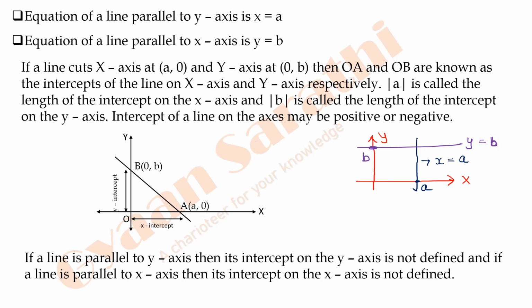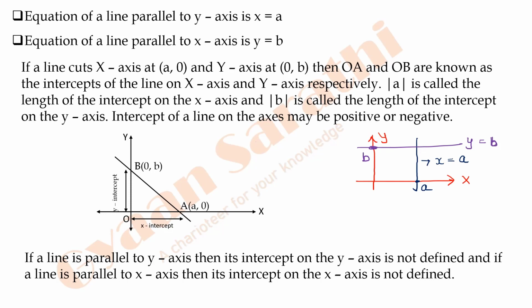If it is in the second quadrant, then you have the x-intercept negative and the y-intercept positive. If in the third quadrant, then both of the intercepts are negative, and in the fourth quadrant, the y-intercept is negative and the x-intercept positive. Okay, so if a line is parallel to the y-axis, then its intercept on the y-axis is not defined, and if a line is parallel to the x-axis, then its intercept on the x-axis is not defined.